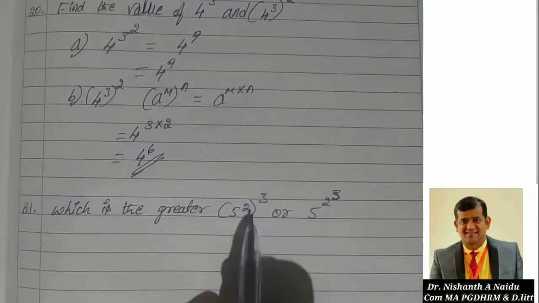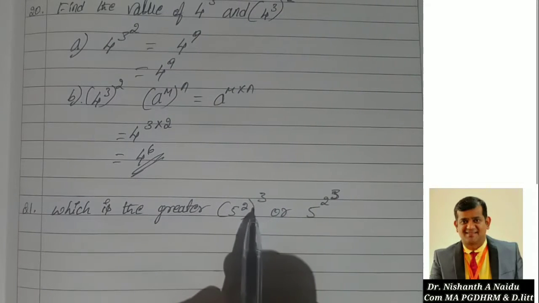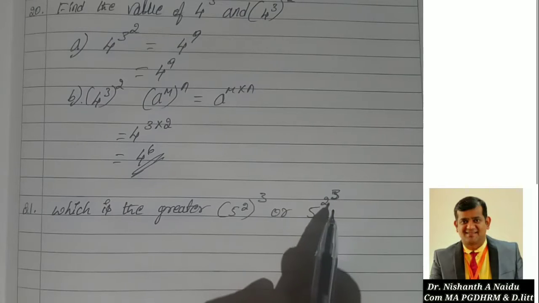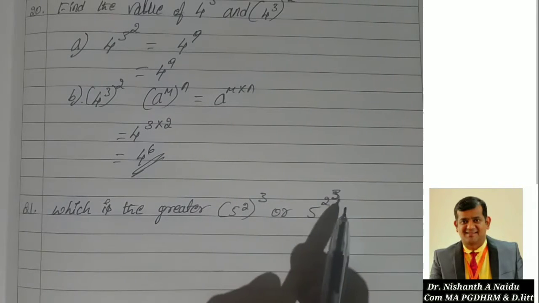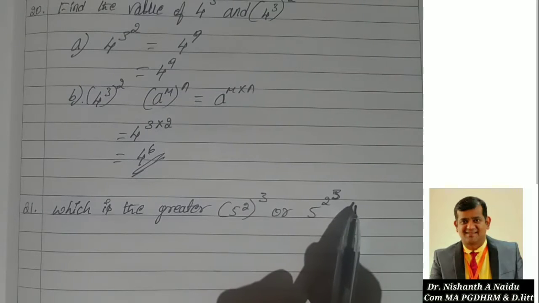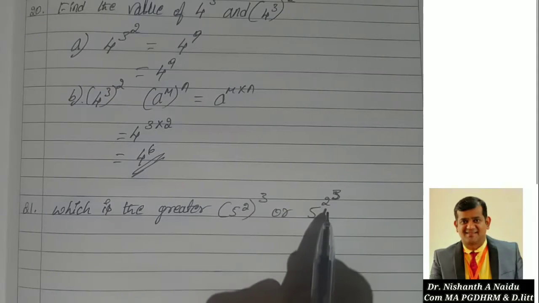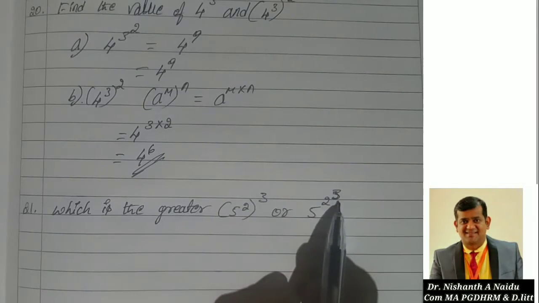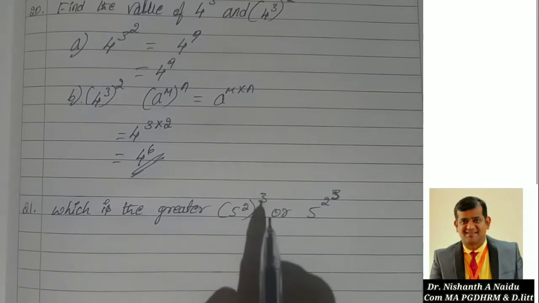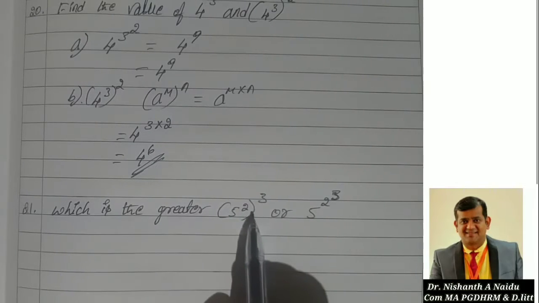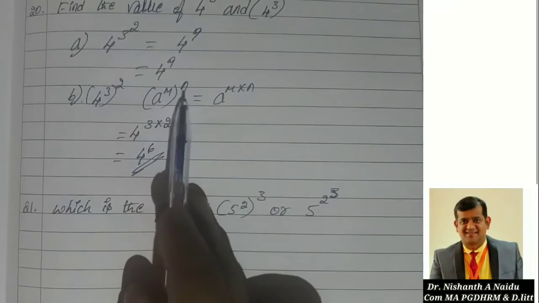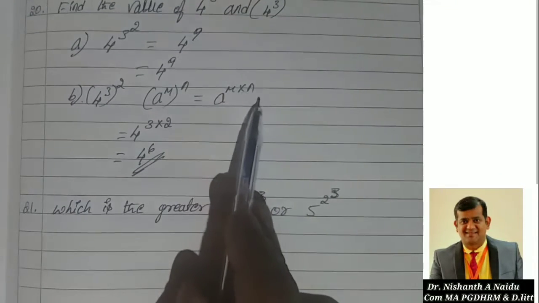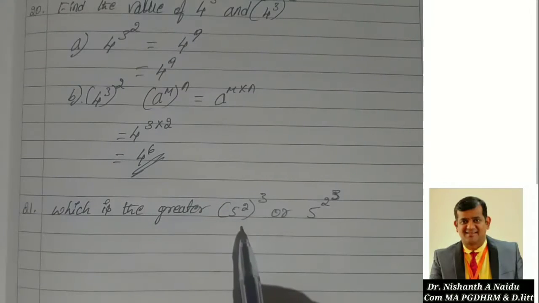This is direct multiplication, and this is 3 times multiplication, that is 2 into 2 into 2. 2 should be multiplied by 3 times. Here it is direct multiplication, because we are applying the law a to the power m whole power n is a to the power m into n. So directly we are applying this.